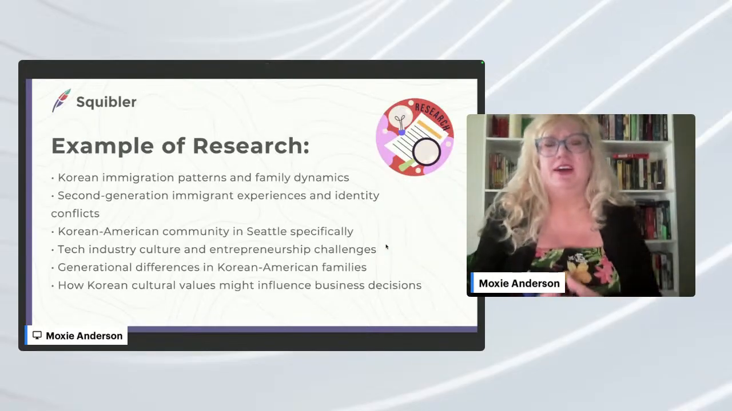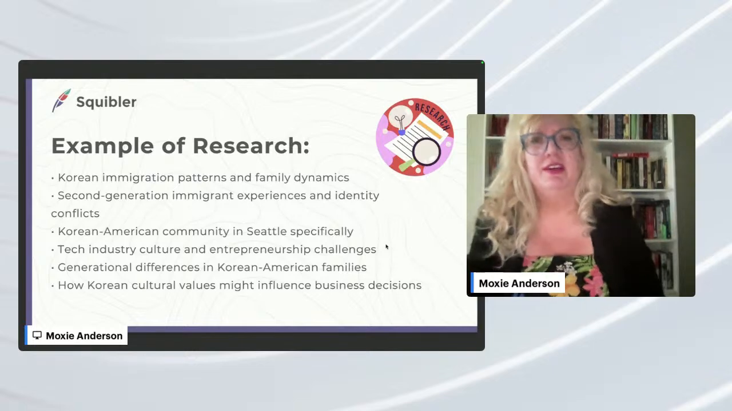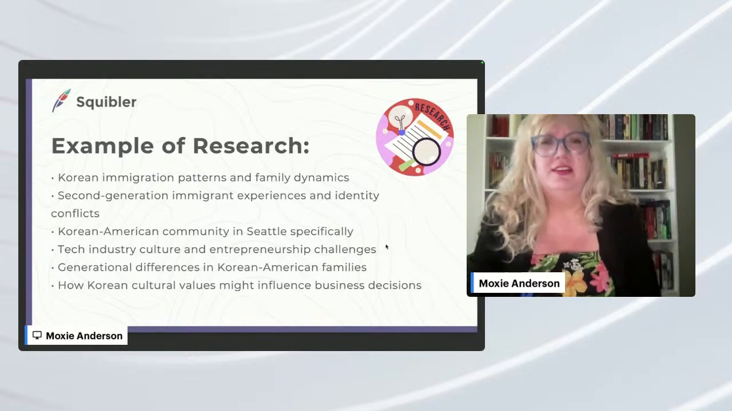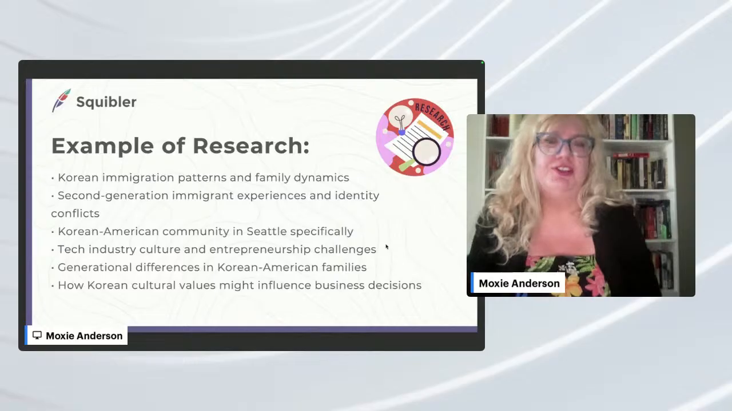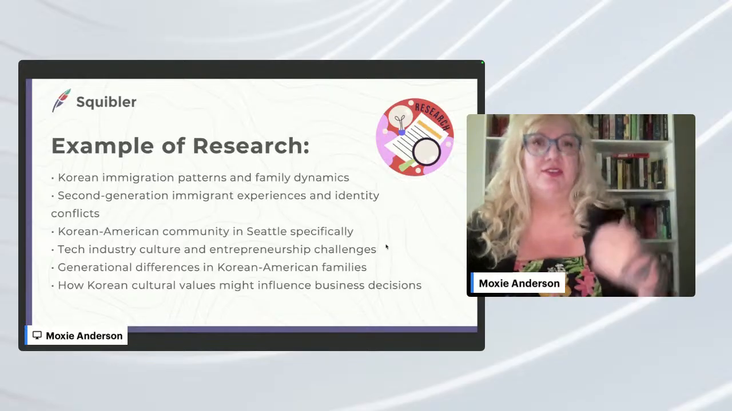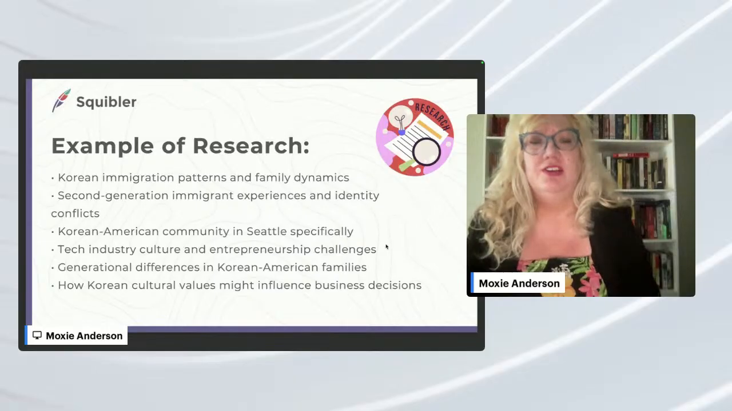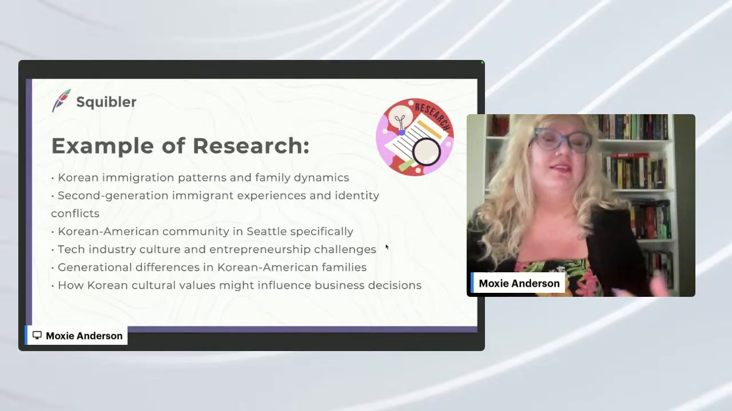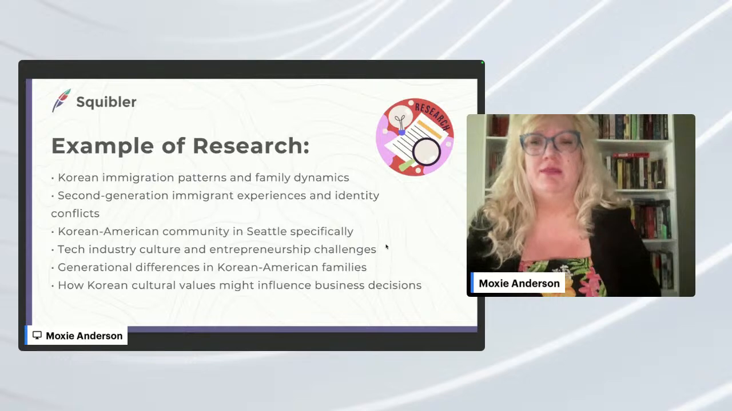So here's an example of how you might do some research before you begin writing a project. Let's say that I want to write a book about a second generation Korean American who works in the tech industry in Seattle. Some things I might consider are Korean immigration patterns and family dynamics within that group. I could look at second generation immigrant experiences and identity conflicts. This is really big with people who have moved to other countries and are second generation. You can look at Korean American communities in Seattle specifically, if that's where I'm going to write about.